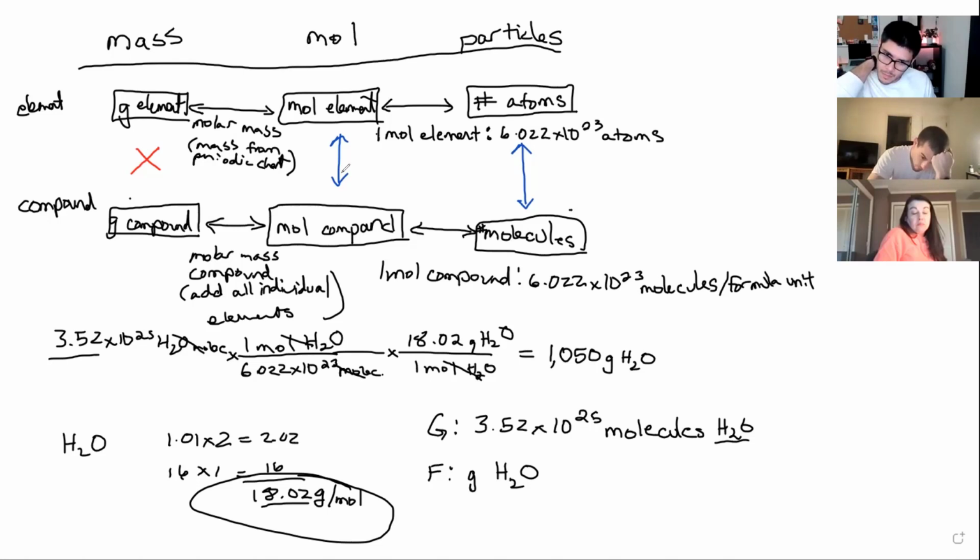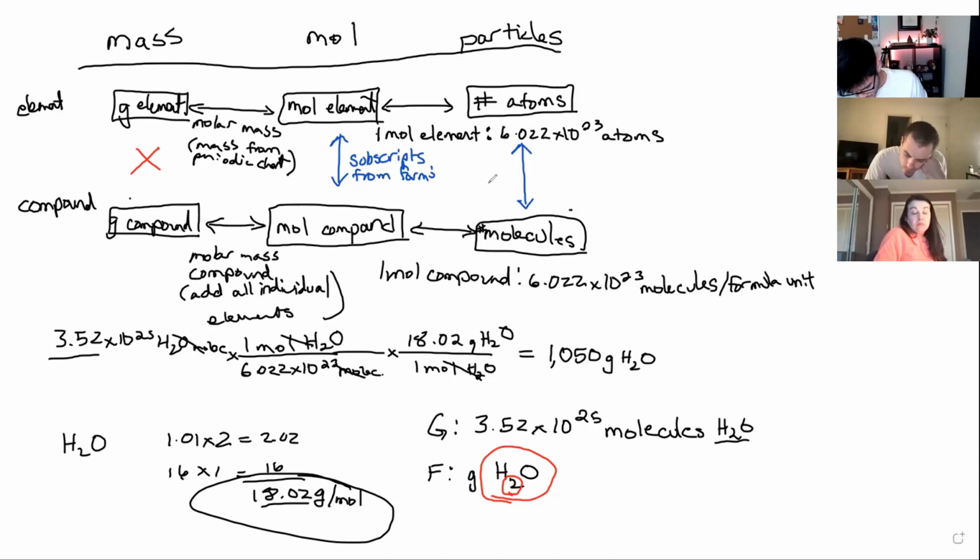So what allows us to move back and forth between, let's say I had the moles of a compound and I wanted to know the moles of an individual element, like for instance, water here. The formula is H2O. How many moles of hydrogen are in it? Well, you're going to use the subscripts to tell you the number of moles. So give yourself a little note here that says subscripts from formula. In addition, it's also the same thing here, subscripts from formula.